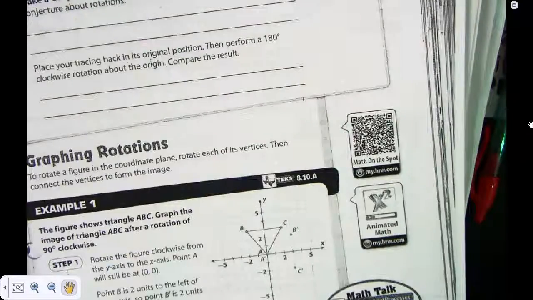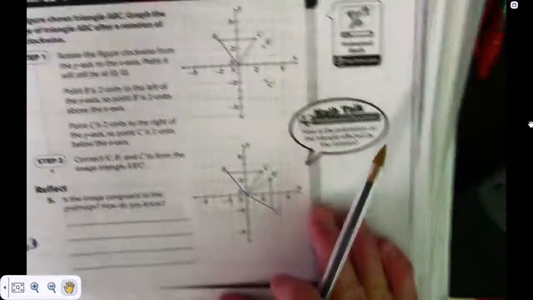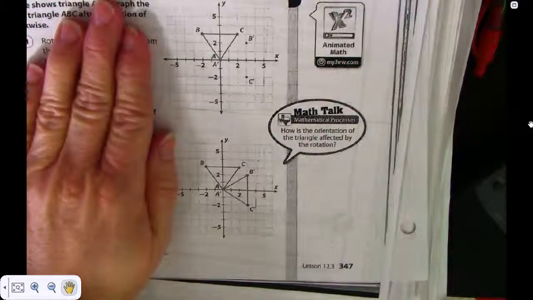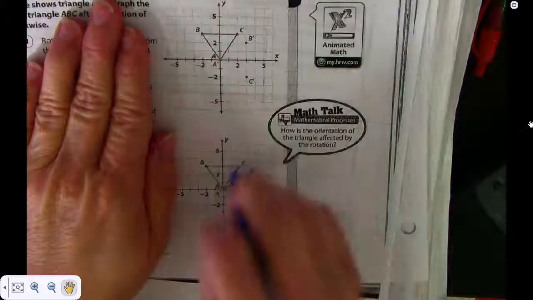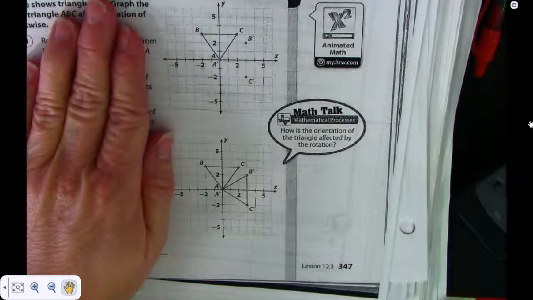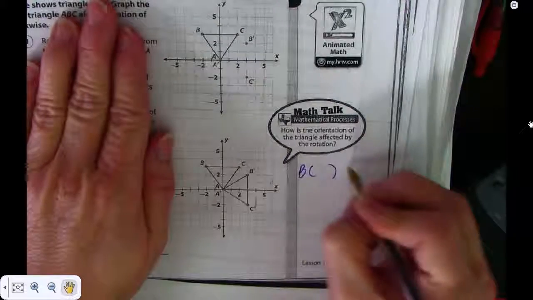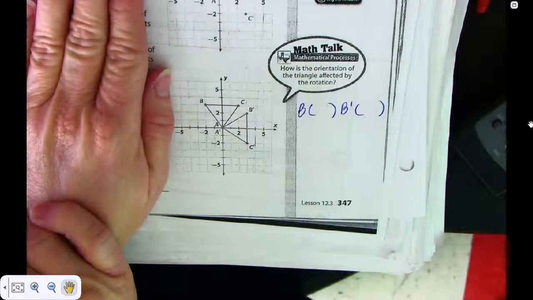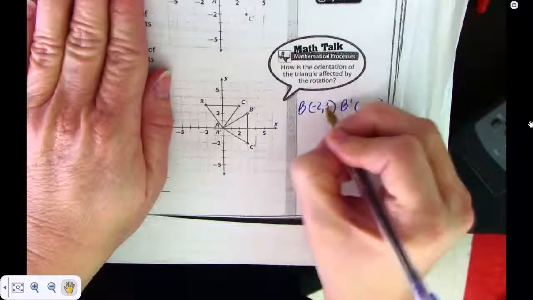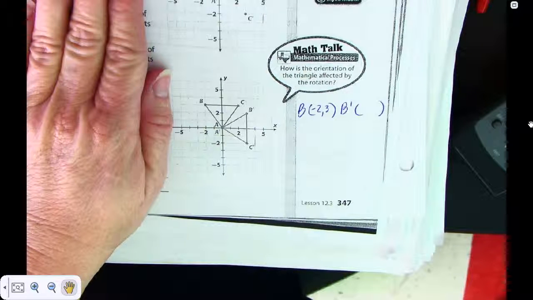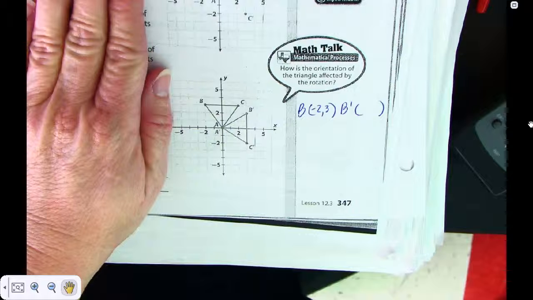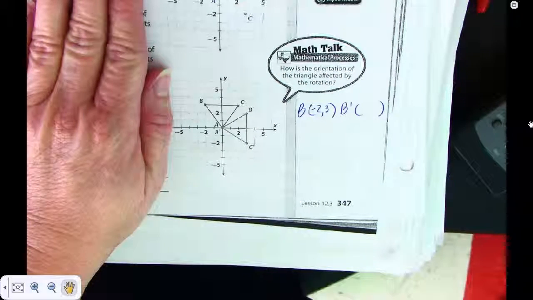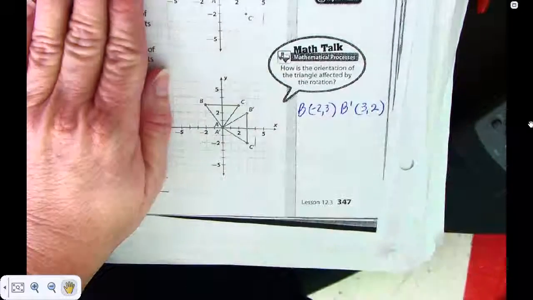All right, look on 347. Cover up the words on the bottom. Look at the bottom picture. Let's do B. Put B and B prime here. What's the coordinate for B? Negative 2, 3. Write down B prime. Everybody write down B prime. What is B prime?